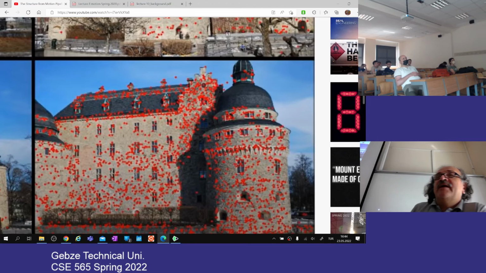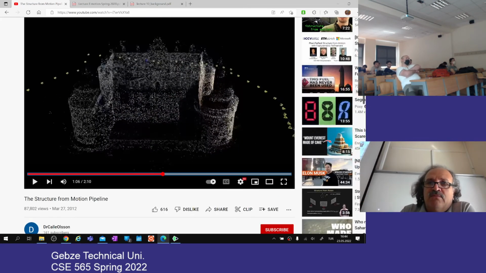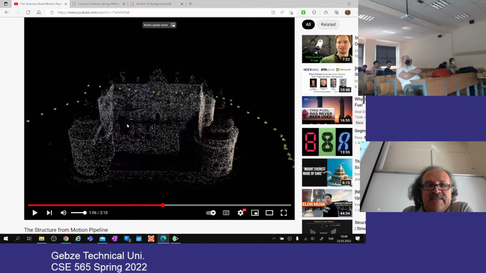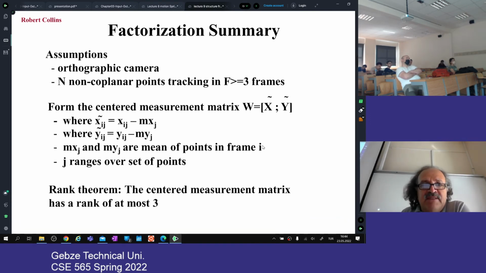Remember your S matrix. If you get all of your points from the same plane, your S matrix will not have a rank of 3. It's going to have a rank of 1 or maybe 2, because it's 2-dimensional information, not 3-dimensional. So you need to get points from this plane, and also points from other planes too. That's what it says. So, non-coplanar points, checking in F greater than 3 frames.